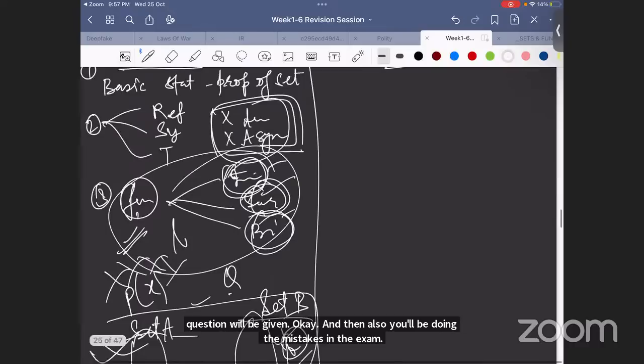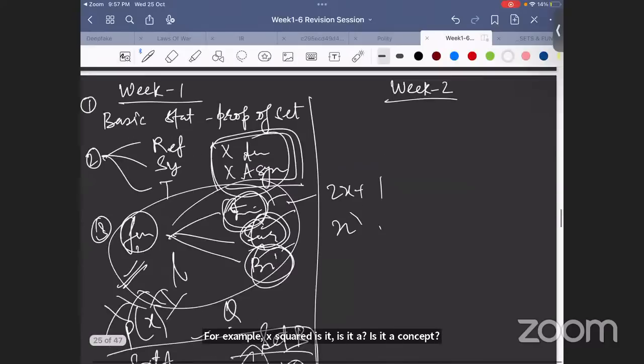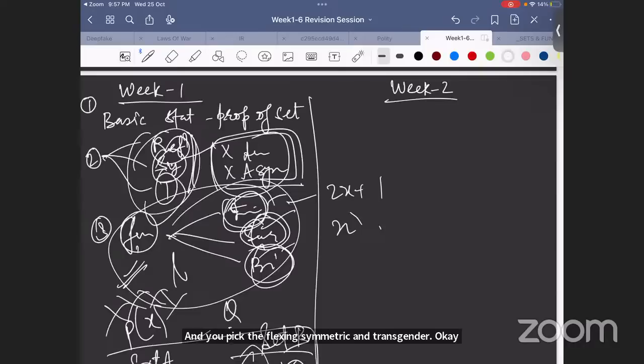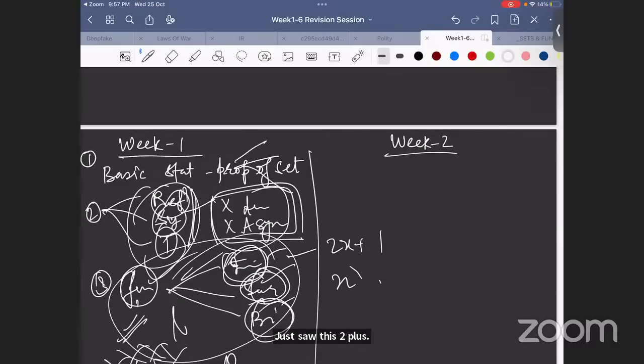Whichever problems I gave you, like 2x plus 1 or simple x square, is it injective, is it a function? This type of problem you should know. And reflexive, symmetric, and transitive. Wherever you get a question, just solve these two clauses. And properties, whether order matters, whether duplicates matter, what is the cardinality, what is a proper subset, what is a subset, all these things you should know.